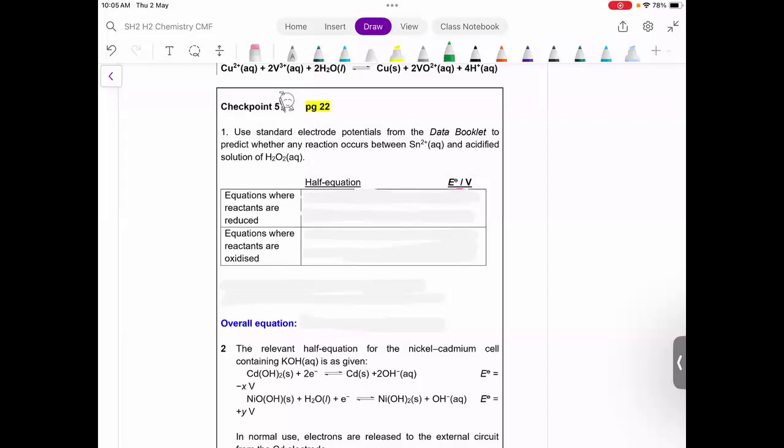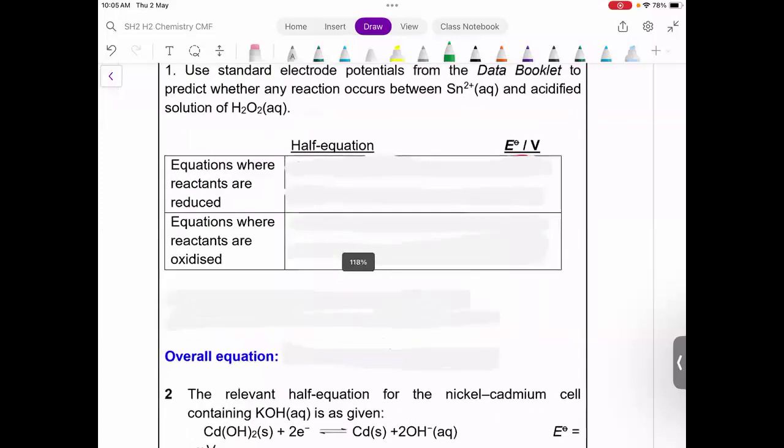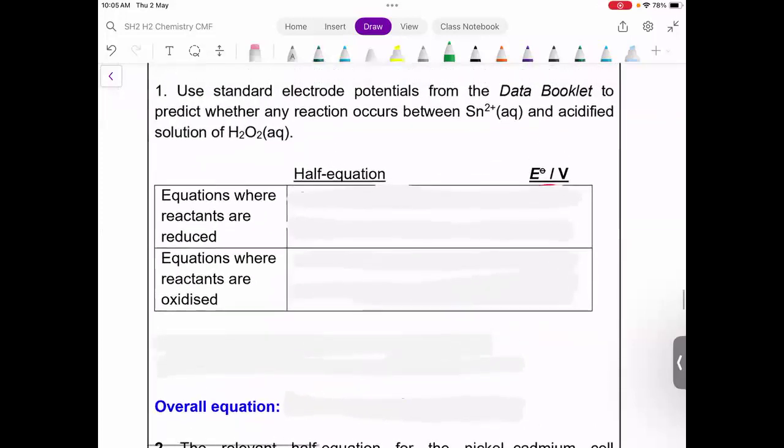Okay, so can I go through the answer? Are you ready? So let's look at this. What are the half equations? This one is a bit trickier because tin 2 plus can appear on the left side as well as on the right side, right? Some of you actually observed that.